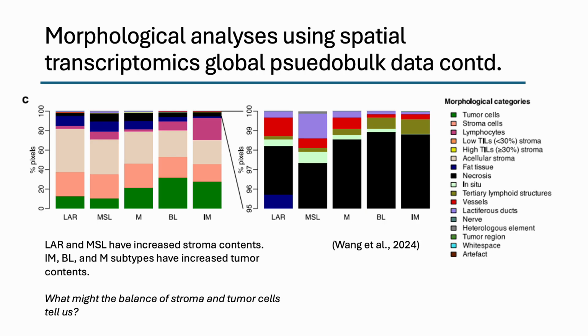Here we're looking at figure 3C, and we're looking at the contents of the tumor by subtype. You'll notice that the last 3 right here, mesenchymal, basal-like, and immunomodulatory, they have a bit more green, and the green represents tumor cells. And the luminal androgen receptor and the mesenchymal stem-like have increased levels of the TAN, which correlates to the stroma cells.